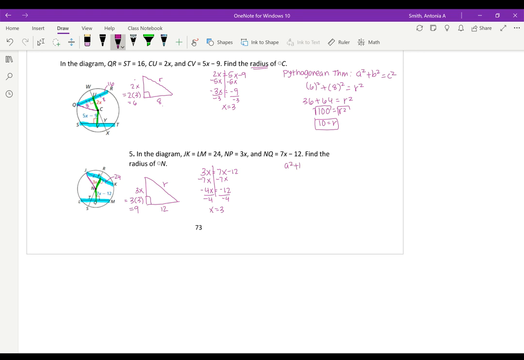And I can use the Pythagorean theorem again. My a is 9, my b is 12, and my c is r. So 81 plus 144 equals r squared. That is 225 equals r squared. Square root both sides, and the square root of 225 is 15. And our radius is 15.